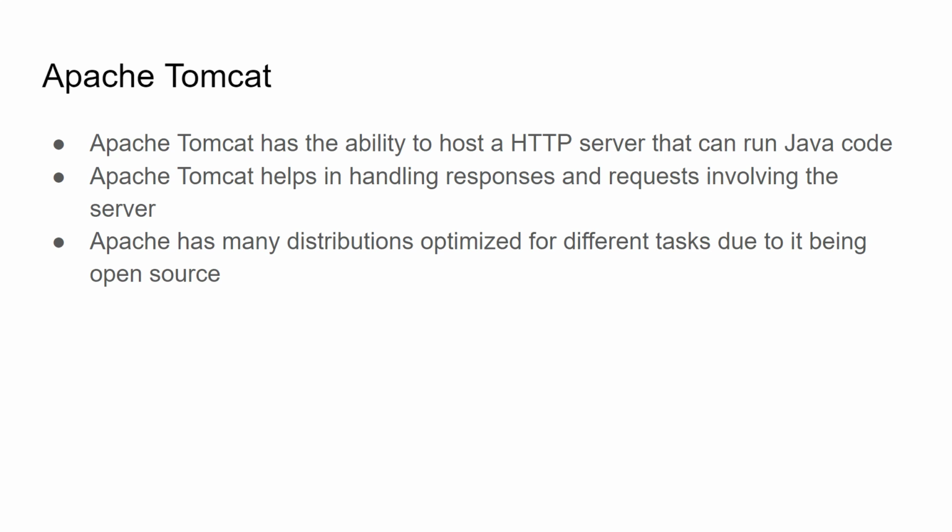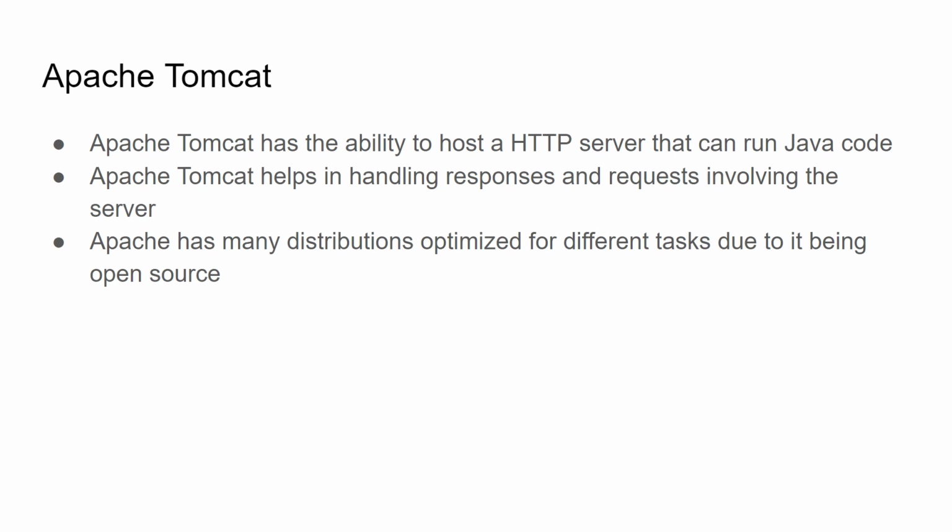Apache Tomcat helps in handling responses and requests involving the server. It is capable of listening to client requests, then loading servlet classes in response to the requests, executing the servlet classes, and then unloading it. It is able to have multiple web applications on multiple different ports.